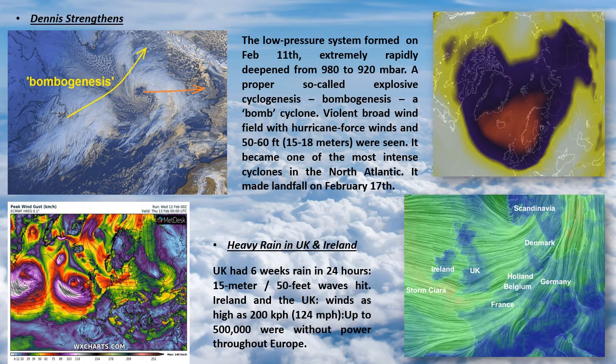As you can see, this is the path of Dennis and bombogenesis. This particular term means the formation of an explosive cyclone by very rapidly deepening the central pressure. This is a low pressure sitting over the European region, and this is Storm Ciara and this is Dennis. These are the two storms which happened a week apart in the North Atlantic Ocean, and these are the winds over the European region. This image was taken from a national source, and these were from other websites.